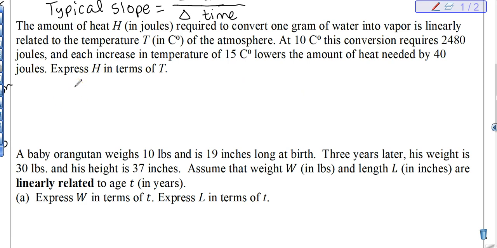The amount of heat in joules required to convert 1 gram of water into vapor is linearly related to the temperature T in Celsius of atmosphere. At 10 degrees Celsius, this conversion requires 2,480 joules, and each increase in temperature of 15 degrees lowers the amount of heat needed by 40 joules. Express H in terms of T.